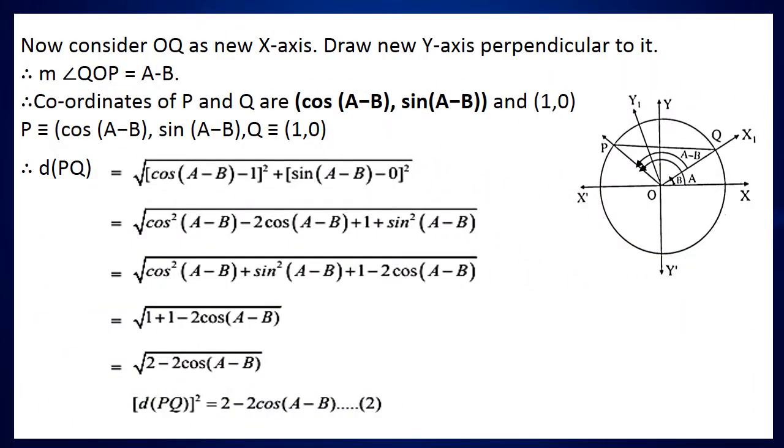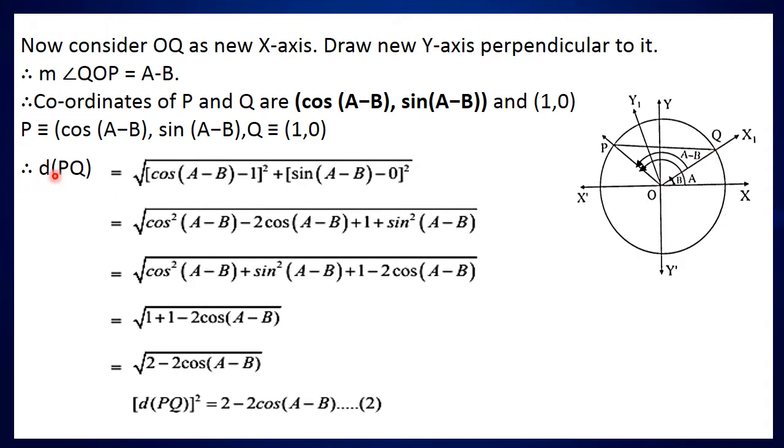Now consider OQ as a new x-axis and draw the new y-axis perpendicular to it. And it is very clear from the diagram that the measure of angle QOP is A minus B. The coordinates of P are (cos(A minus B), sin(A minus B)), and the coordinates of Q are (cos 0, sin 0), and we know cos 0 is 1 and sin 0 is 0, because the angle is 0 as this is the new x-axis.